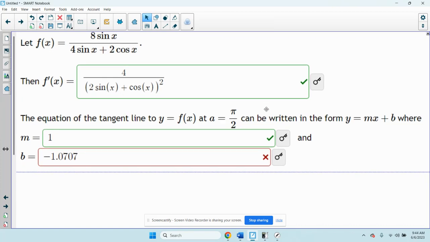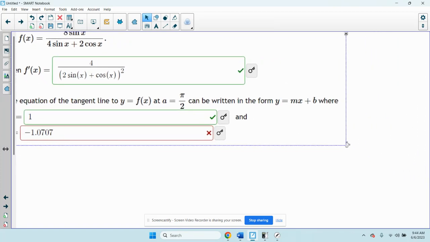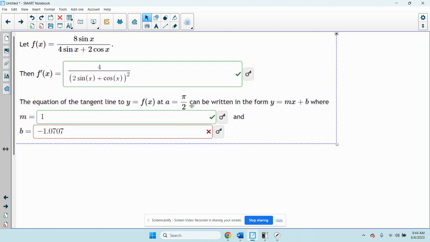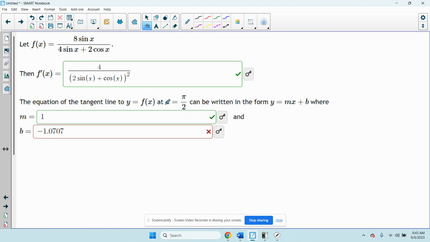Okay, no problem. It looks like you actually got the hard part done. The hard part's the derivative. And you have everything you need. You have the equation of the tangent line to y equals f of x at a equals pi over 2. Unfortunately, they don't give us both coordinates. They just gave us the x coordinate, and they called it a. So we know it's pi over 2, comma, something. We need the y value. And you already have the slope. The slope is 1. If I have the x, y, and slope, I can find b.